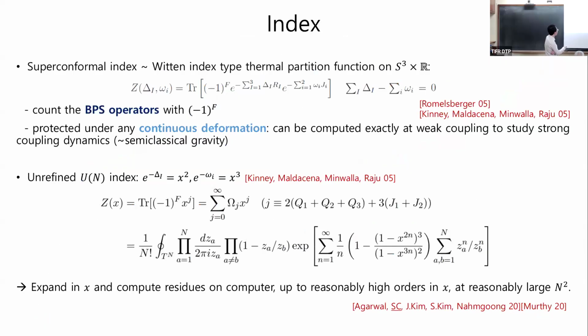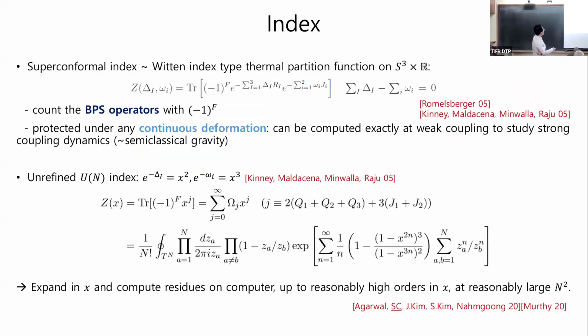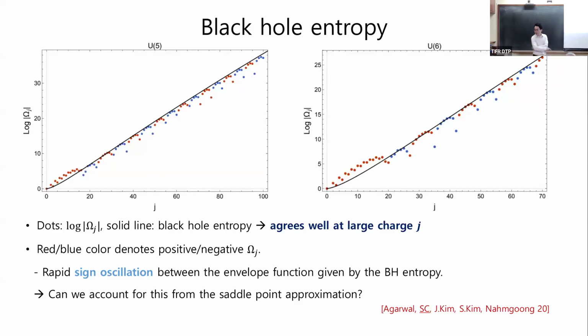Right? I've been saying charges like this. Sorry, what is J? J was the angular momentum and omega was the R-charge. Okay. J is here and omega is the degeneracy at charge. Okay. So why are these positive and negative coefficients coming in clumps? That I want to explain now. That is a very important observation here. So this means something. So can we account for this from the saddle point approximation?